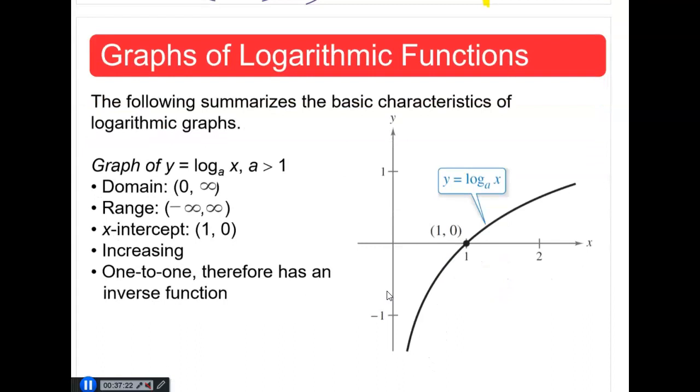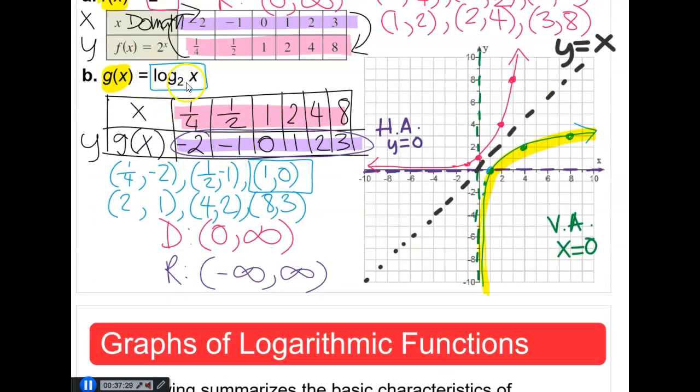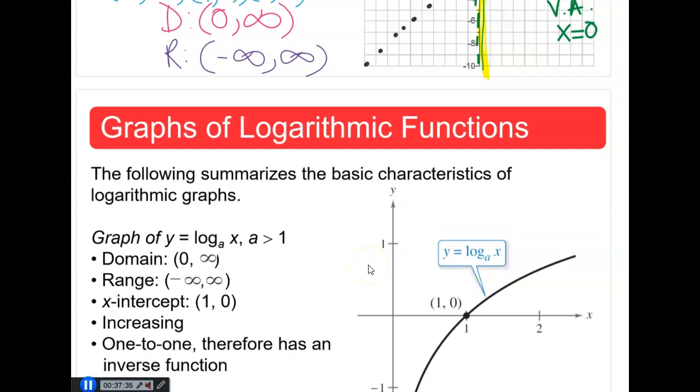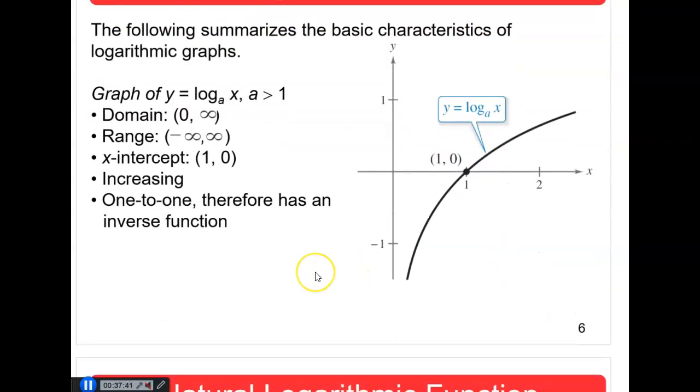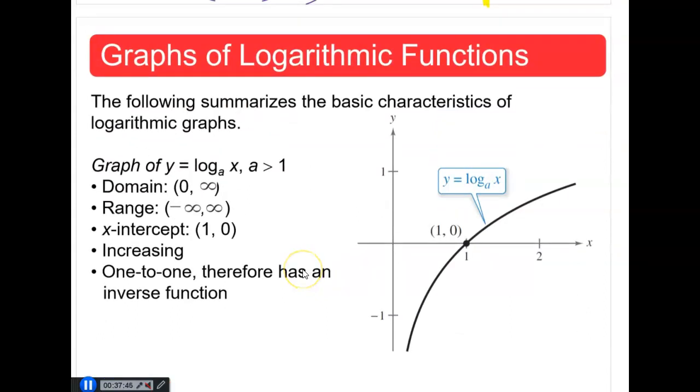Okay, so the graphs, that is similar to what I graphed. The one that we graphed was base 2, you could see that. But you could have any base as long as it's, of course, not less than or equal to 0 and not equal to 1. So we have here, if the base is greater than 1, you will have a function that will be increasing.